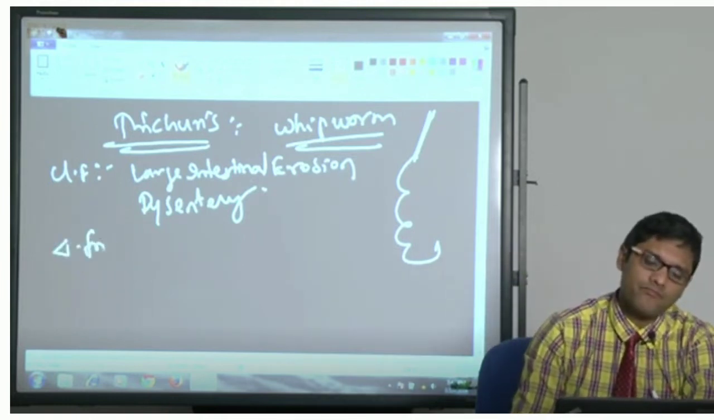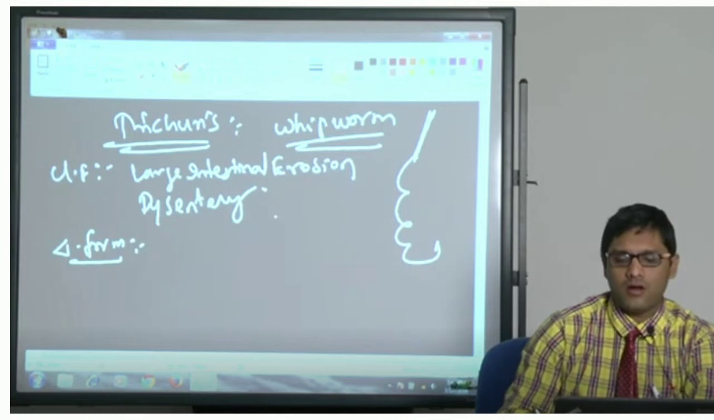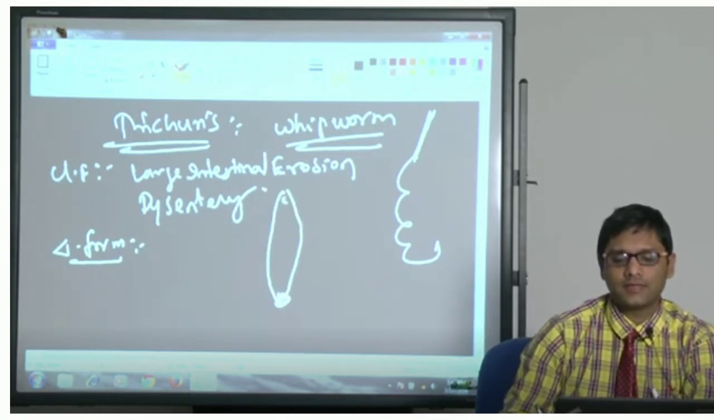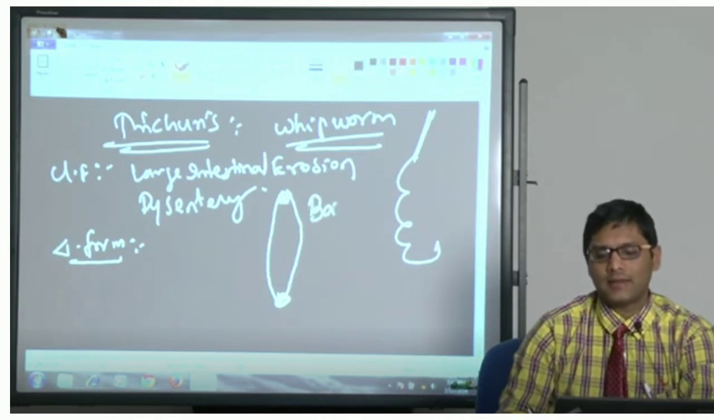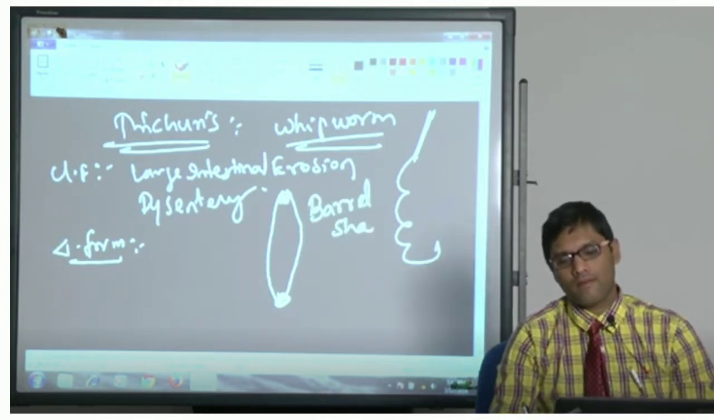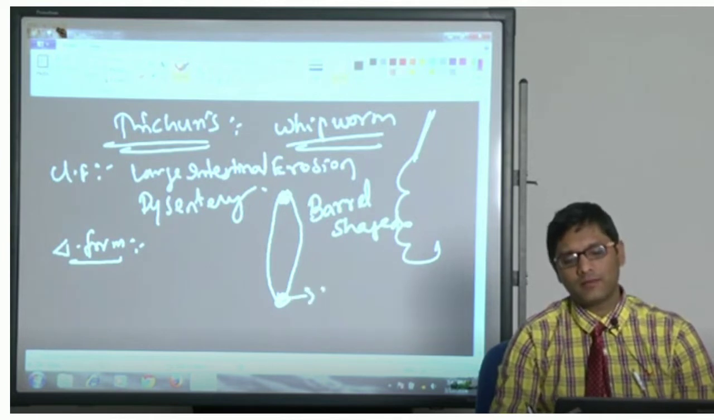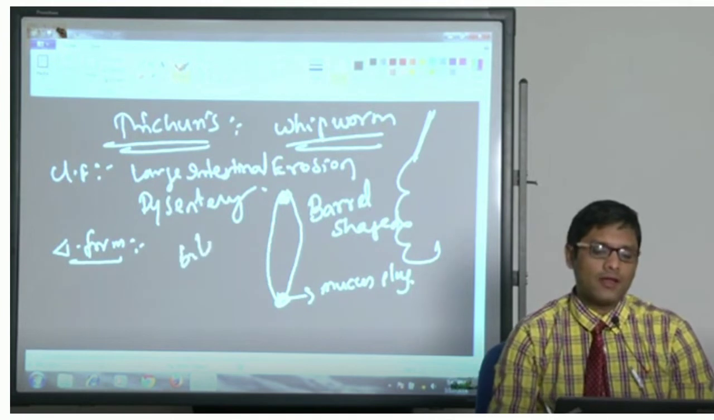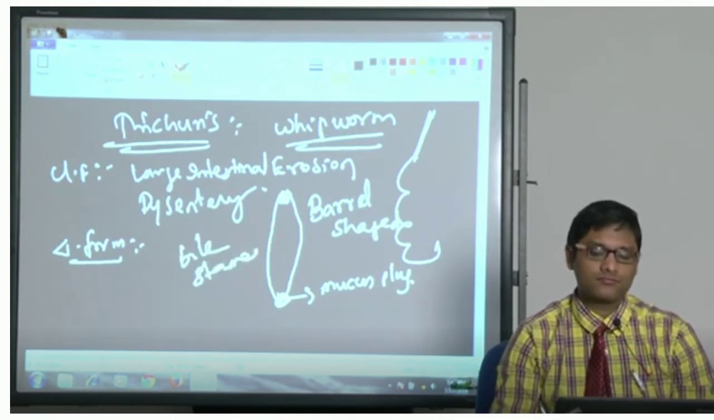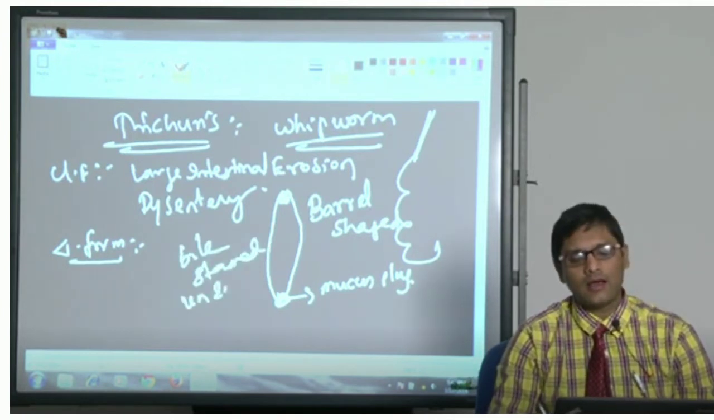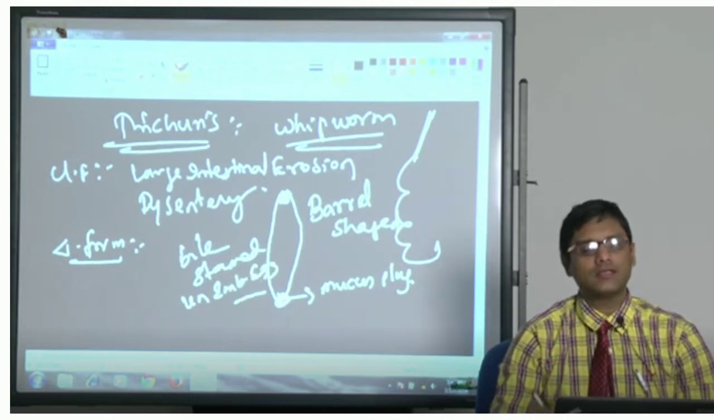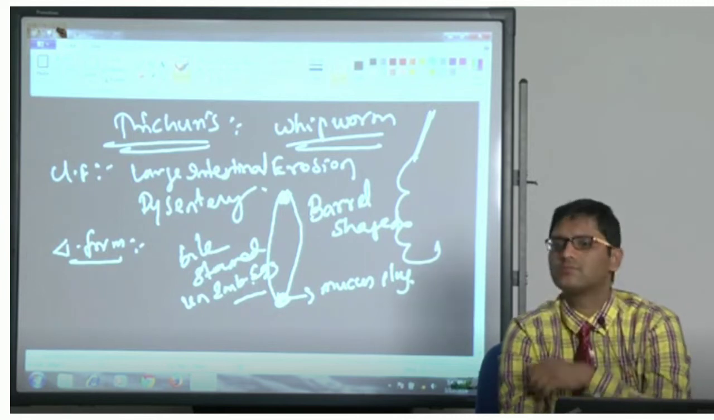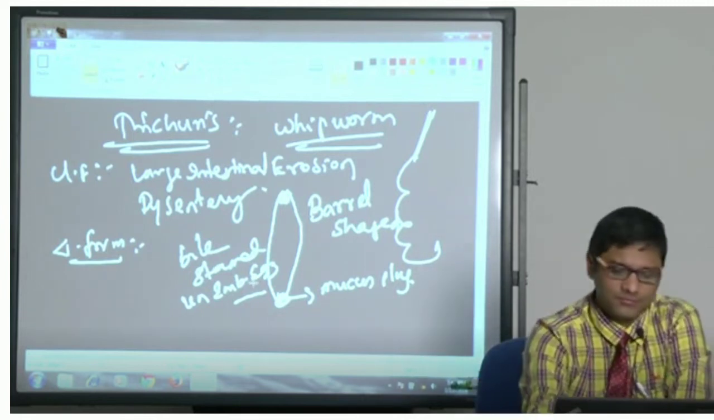Diagnostic form, unembryonated egg, and the description is like this: barrel shaped, having two mucus plugs, and of course bile stained, and initially they are unembryonated eggs which are released in feces. Okay.